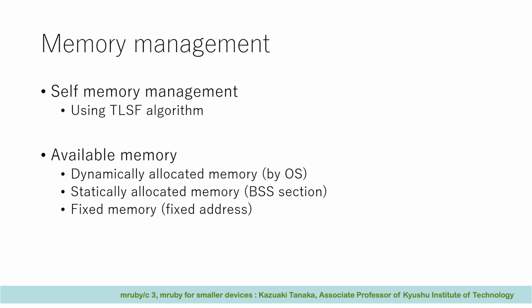So mruby/C requires only 2 points in execution about memory: starting address and memory length, that's all. That's why mruby is adapted to many kinds of memory allocations. So mruby has its own memory allocation mechanism in the virtual machine.